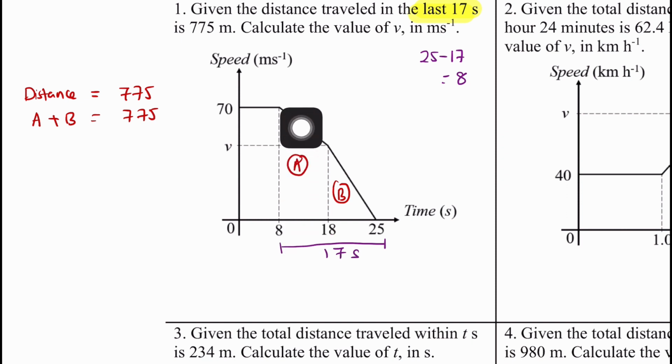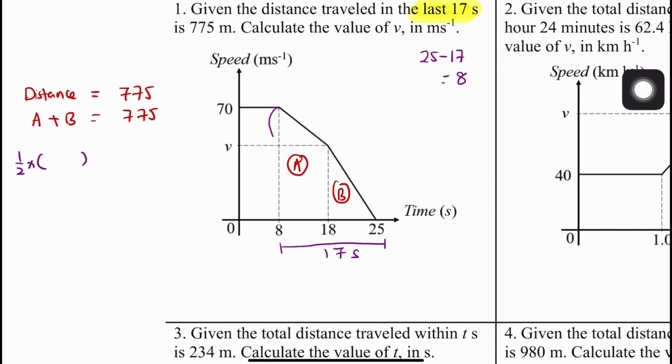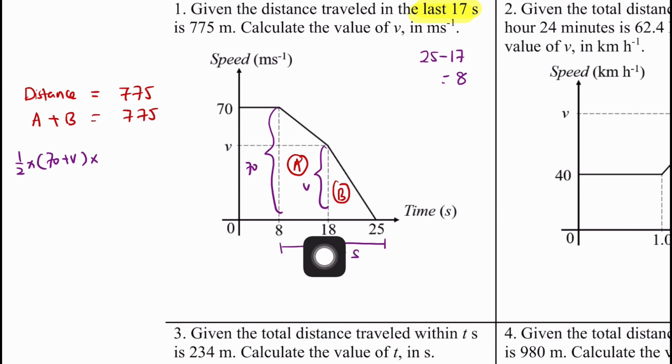A is trapezium, betul? Trapezium is 1 over 2 times (A plus B). Over here is 70, over here is V, betul? So kita ada 70 plus V, and then times tapak base, 18 minus 8 is 10. So 10. This is the first part.